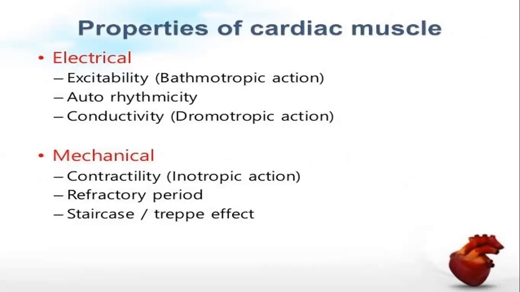Now we come to the properties of the cardiac muscle. One is electrical property, another is mechanical property. Electrical properties: excitability, autorhythmicity, conductivity. Excitability is your bathmotropic effect. Conductivity is your dromotropic effect. Now mechanical: contractility. This is the inotropic effect. Then the cardiac muscle, we have seen, has a long refractory period. So cardiac muscles cannot be tetanized or fatigued.